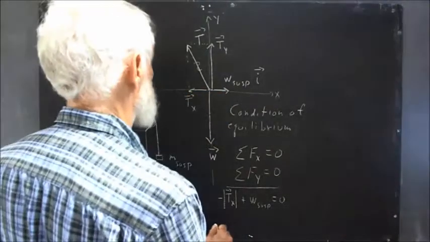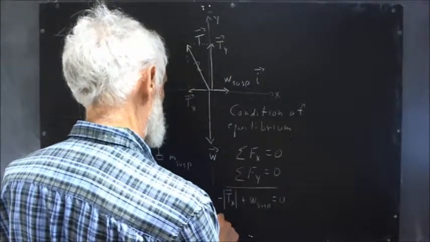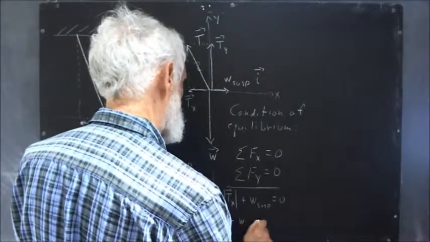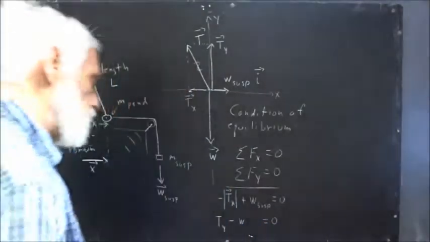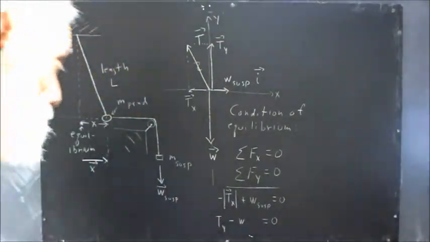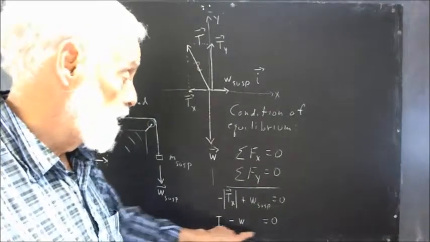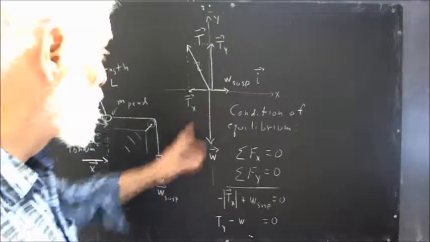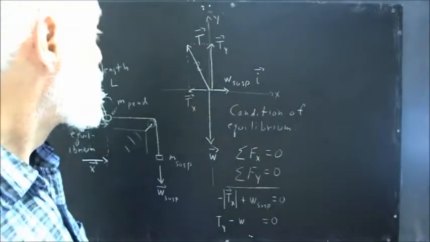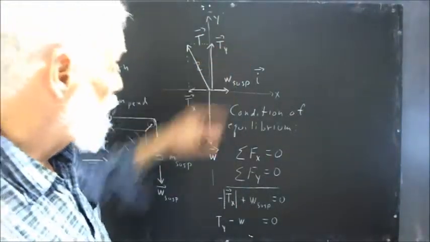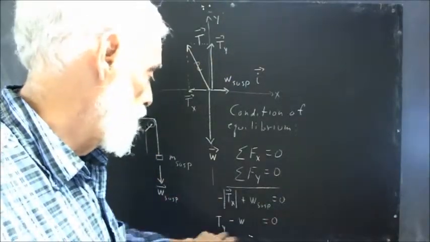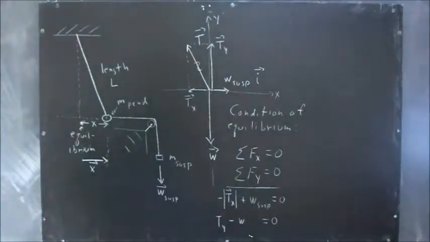And in the y system, Ty minus W has to equal 0. I could put arrows over Ty and W and then put absolute value signs around them, but we're just saying that the magnitude of Ty minus the magnitude of W equals 0, because Ty is in the positive y direction, W is in the negative y direction. So officially we have Ty times i, plus Ty times j, minus W times j equal to 0, but that simply comes out this way. We'll go on with this.